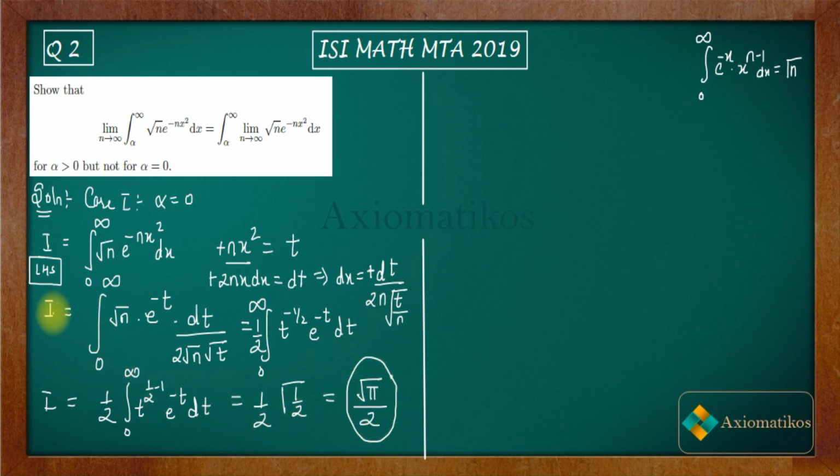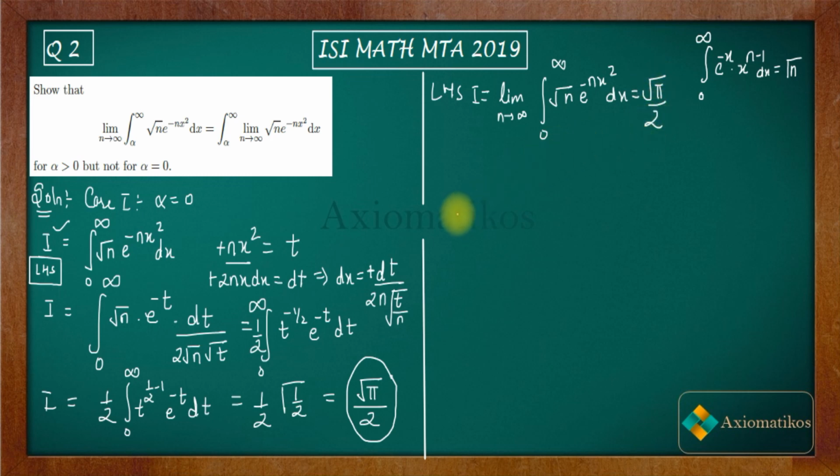So this integral I is independent of n. Are you getting my point or not? It's not dependent on n. So even if you place the limit n goes to infinity over here, you will still get root pi over 2, because it's independent of n. So the LHS, I, is equal to the limit as n goes to infinity of the integral from 0 to infinity of root n e to the power minus n x square, and it is root pi by 2. That is what we have proved.